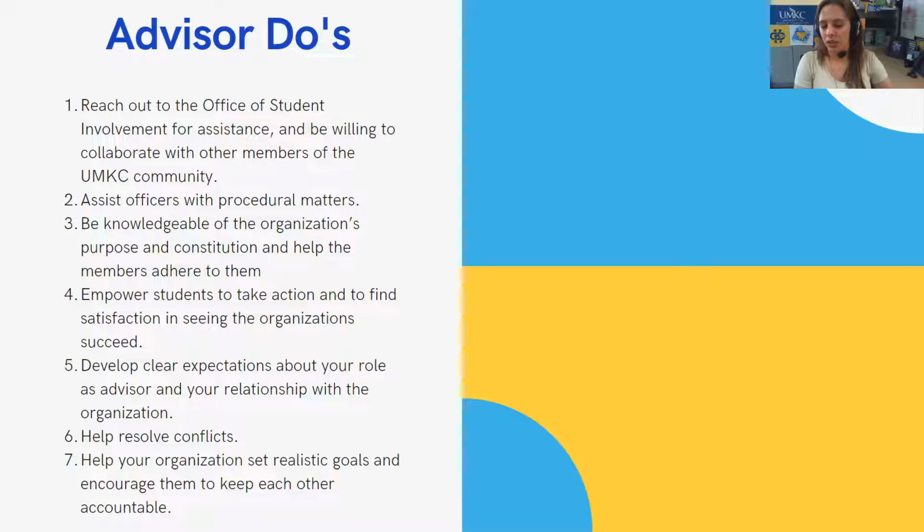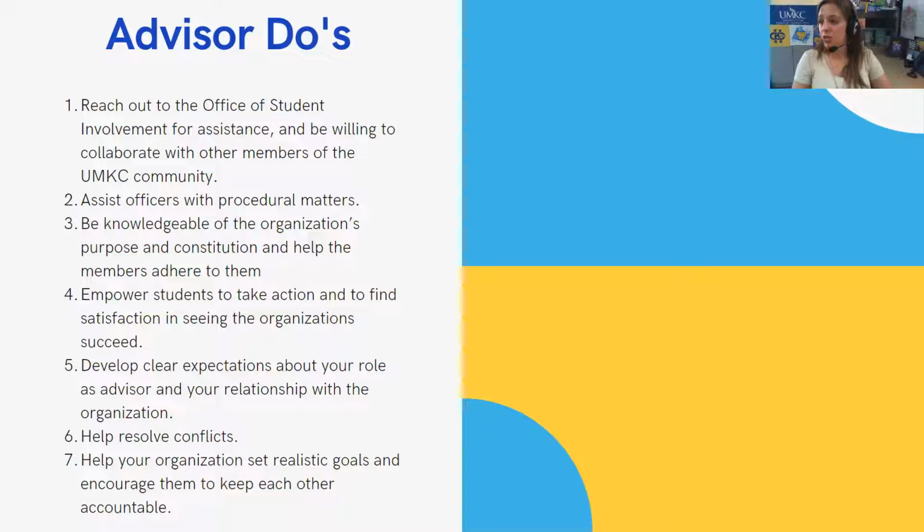Our office has kind of broken down a list of advisors' do's and advisors' don'ts. So starting with the advisors' do's, things that we encourage our advisors to do, we want them to reach out to our Office of Student Involvement with any assistance that they may need, and be willing to collaborate with the larger UMKC community. We want them to be able to assist officers on procedural matters and understand enough, or one of my previous supervisors always said, give them enough knowledge to be slightly dangerous on the skills that they know. So we're giving all of our advisors enough to be dangerous to be able to best assist them.